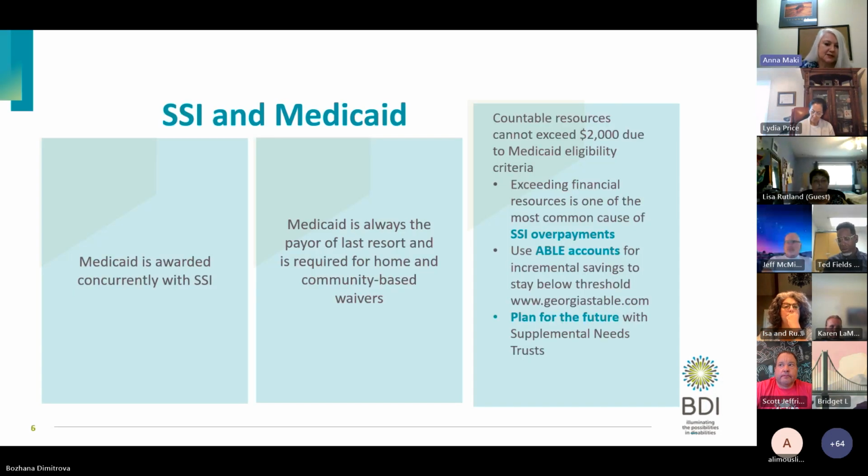This is a lovely slide because it kind of maps things out for you. So, yes, Medicaid is awarded concurrently with SSI because it's an automatic enrollment state. I think 31 states are automatic enrollment states. Medicaid is not the end-all be-all though. It's a payer of last resort, but it's wonderful in catastrophic cases. When my son broke his foot, we were looking at a $67,000 hospital bill. Medicaid swooped in and picked up everything that my private insurance didn't pick up.